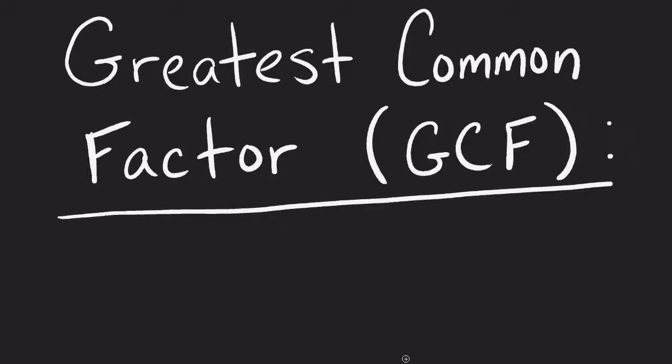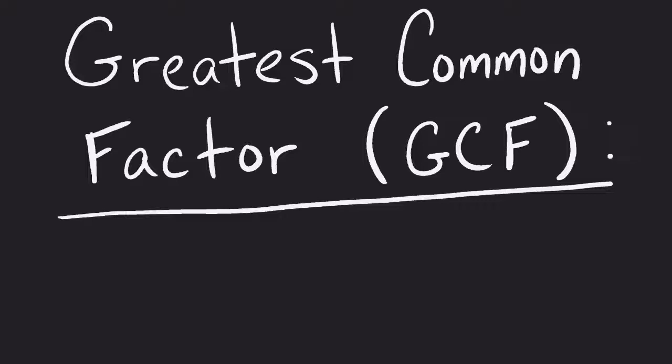The greatest common factor is actually the largest number that two or more items will have in common with each other. Which is a little ironic, because usually the greatest common factor actually turns out to be a smaller number than the ones you started with. So let me give you an example.